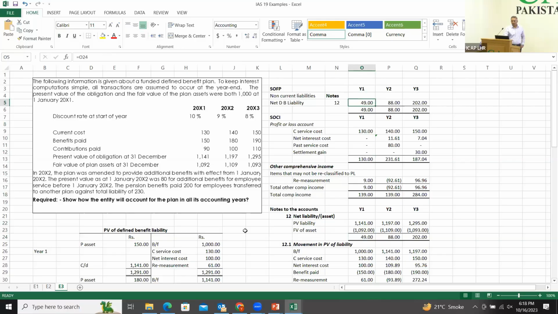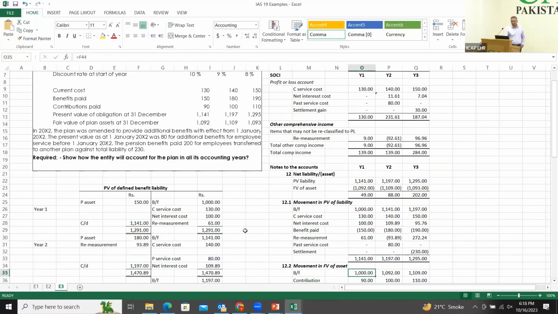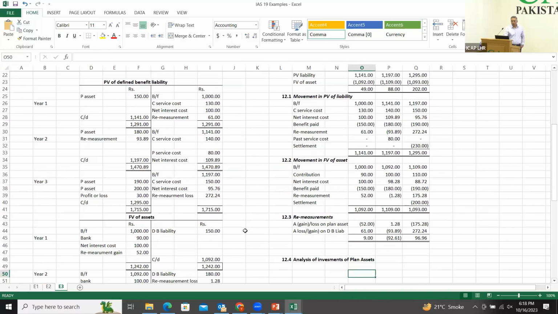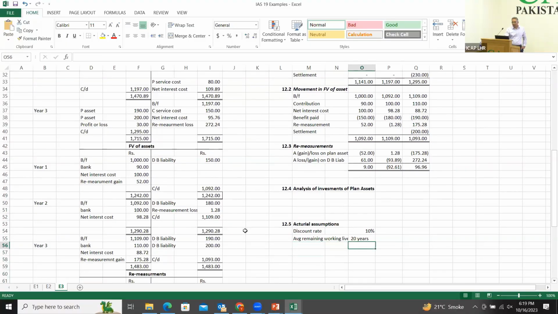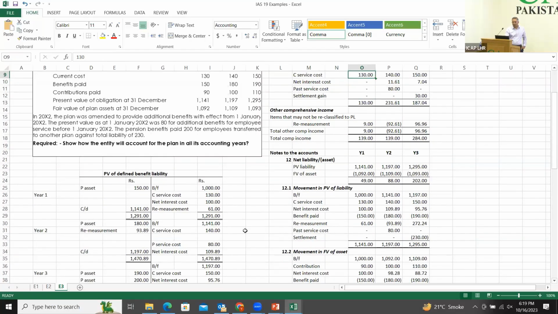In the next year, you will prepare the same workings. This is also your disclosure in the financial statements as well. Analysis of investment on plan asset: you may have made certain investments in government securities, stock exchange securities, deposit accounts or others that will be reported over here. Then you use the discount rate, and then you use the average remaining working lives of the employees as an actuarial assumption. These are normally the disclosures in the financial statements.